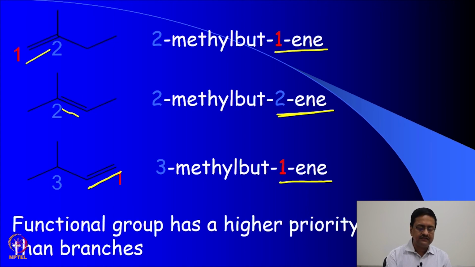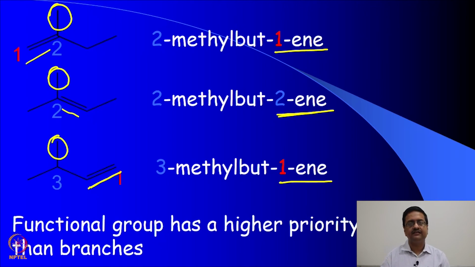Now, in the first case, when you have written the numbering from the left hand side, 1 and 2, the alkyl chain is coming at the 2 position. So, it is 2-methylbut-1-ene. In the second case, again at the 2 position you have the substitution. So, that is 2-methylbut-2-ene. But in the third case the substitution comes at the 3 position. So, we write it as 3-methylbut-1-ene.